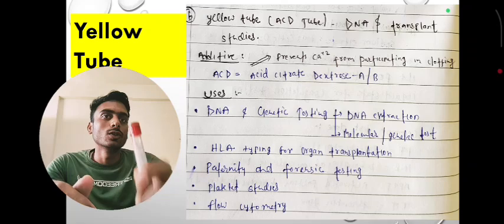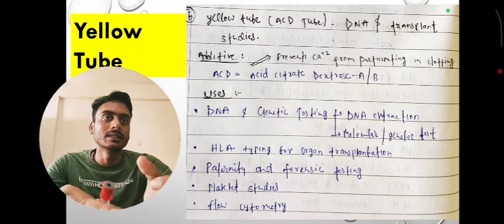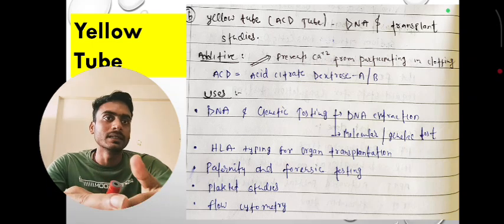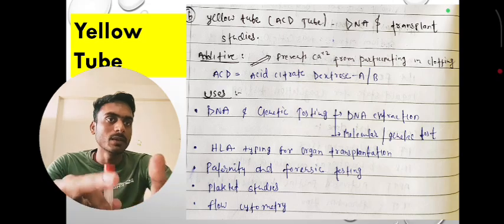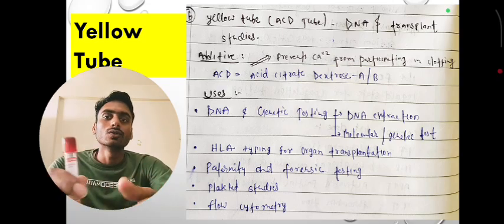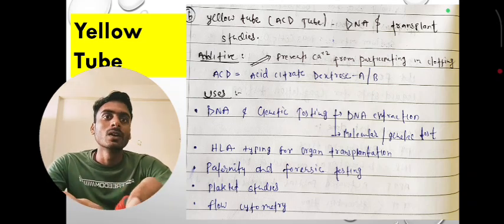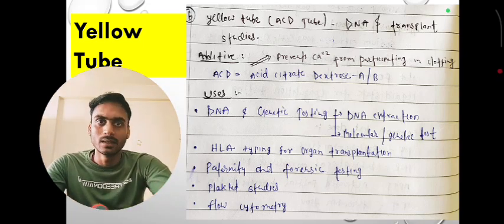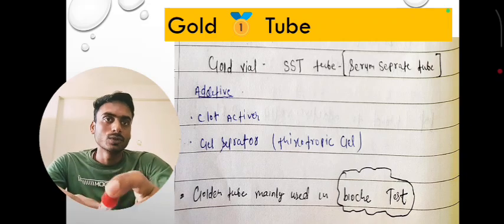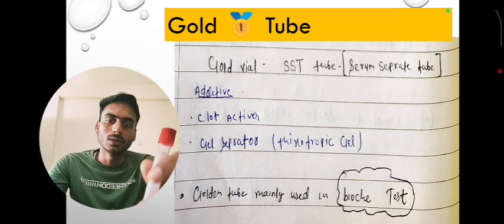Now the yellow tube with ACD. ACD means acid citrate dextrose A and acid citrate dextrose B. ACD mainly prevents calcium from participating in clotting. This tube is used for DNA or genetic testing, DNA extraction, molecular tests, or some basic tests like HLA typing for organ transplantation. You just read that.